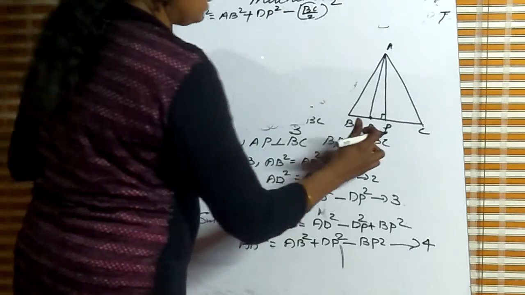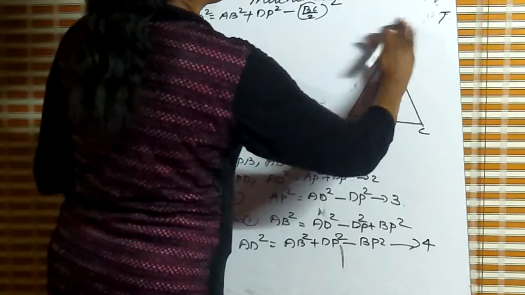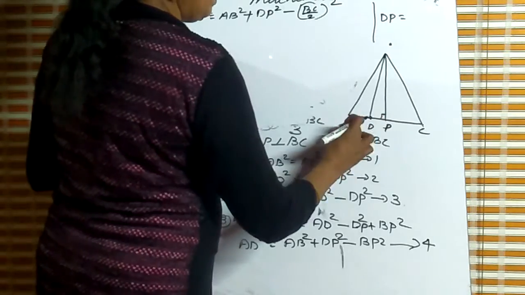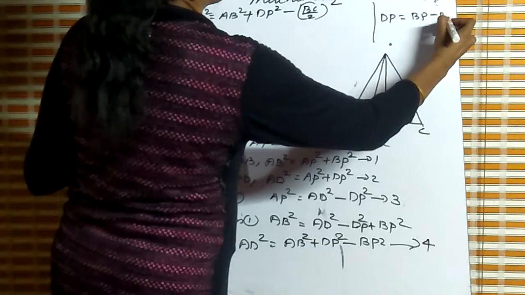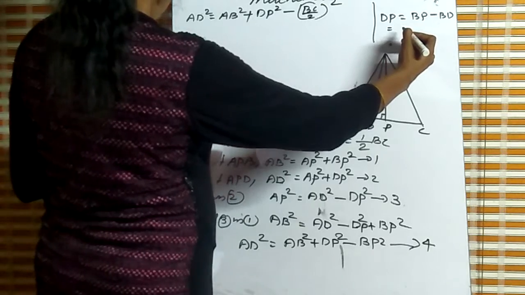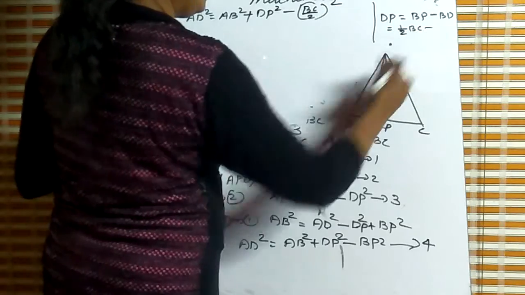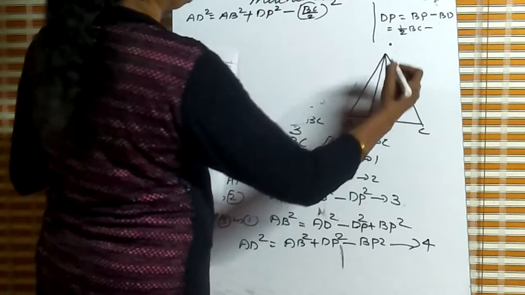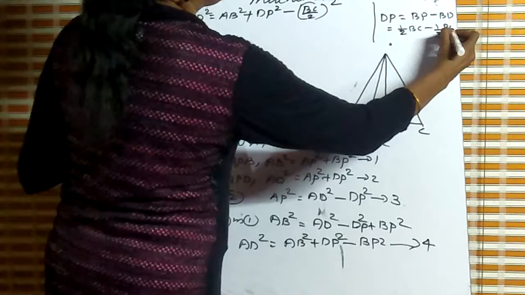Then next we have to find DP. What is DP? DP is equal to BP minus BD. What is BP? BP is half BC. Minus BD, which is given. What is the given condition? BD is equal to 1 by 3 BC. So BD is 1 by 3 BC.